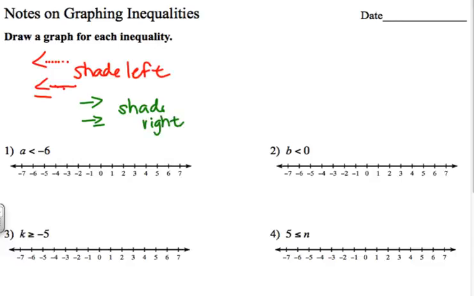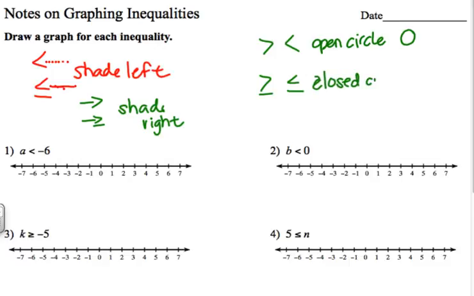The second thing, you have greater than and less than signs, and you have greater than or equal to and less than or equal to signs. So these are going to be an open circle on the number, so like this. And then if it's equal to, it's going to be a closed circle, shaded in like such, because it can be equal to it, so we shade it in.